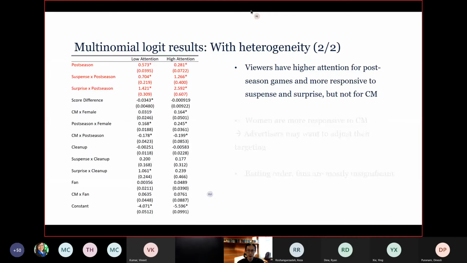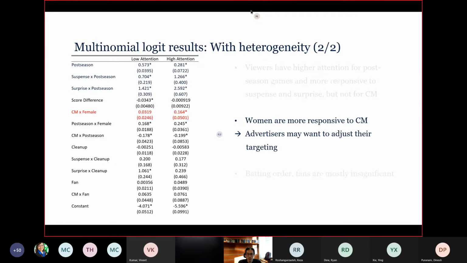We have more interaction terms. Maybe we're going to focus on something interesting, which is the interaction between commercial and female. So here I find that the interaction between commercial and female is positive and statistically significant, especially for high-level attention.